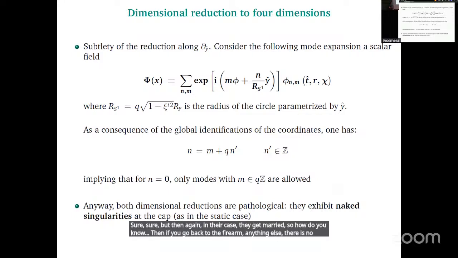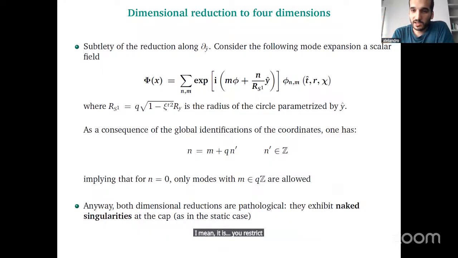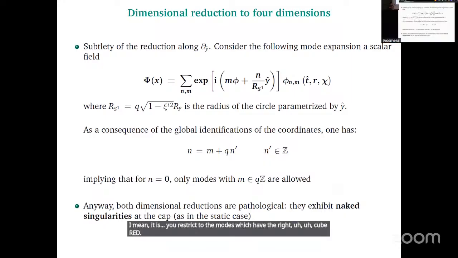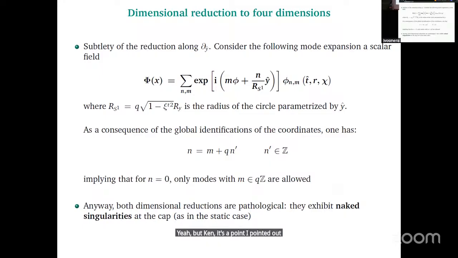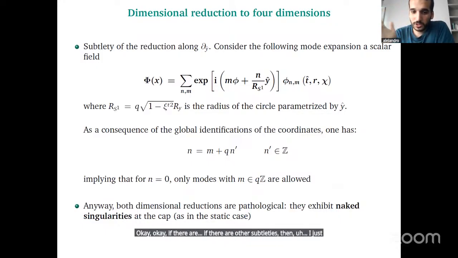So if you compactify along anything else, there is no duality. I have a space-time, but if I study perturbation in this 4D guy, it's never related to my perturbation in 5D. I mean, it is if you restrict to the modes which have the right Q parity. Yeah, but here is a point I pointed out because it was an easy one, but there might be more subtleties. If there are other subtleties, then I just don't see them.